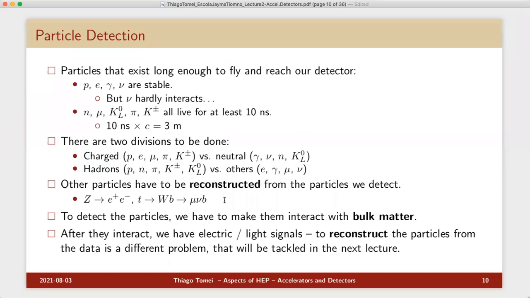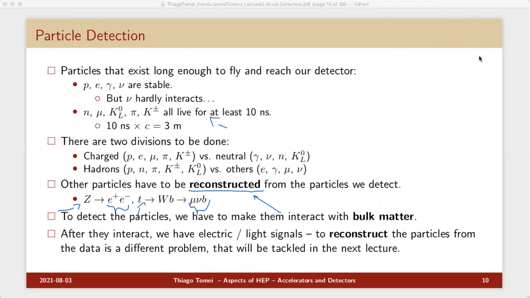But Thiago, what about all the other particles? And the answer is, you have to reconstruct them from the particles you detect. For instance, if you want to detect a Z, you don't detect the Z, you detect the decay products of the Z. And same for the top quark. You get the decay products. And reconstructing what actually happened in the collision is yet another story that we're going to talk about tomorrow. But the particles that we detect are essentially only these nine.